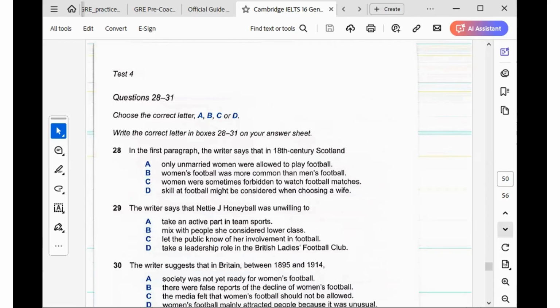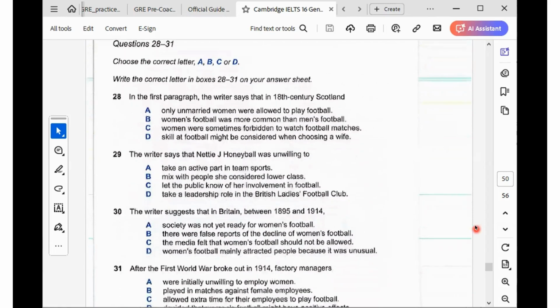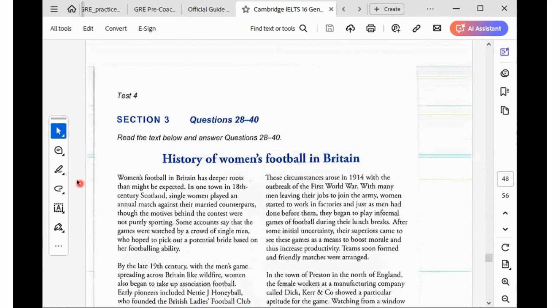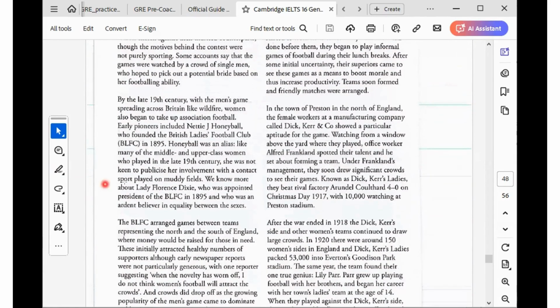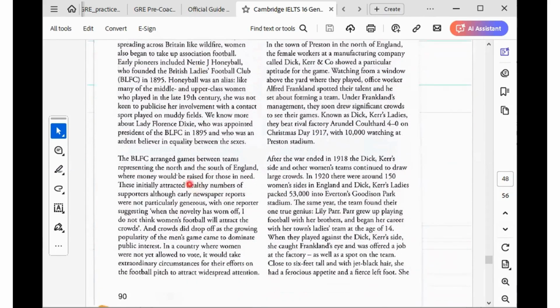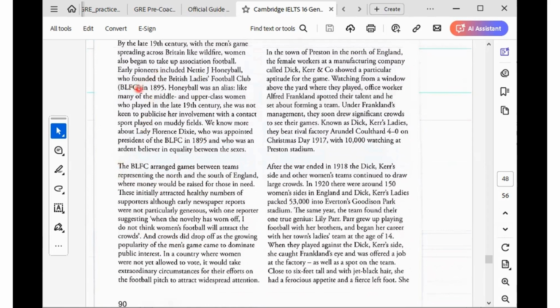Okay? Number 30. The writer suggests that in Britain, between 1895 and 1914, where is 1895? See 1895 here. Where is 1914? So my answer should be somewhere in this paragraph. So they established the club in 1895. And then this lady became the president in 1895.